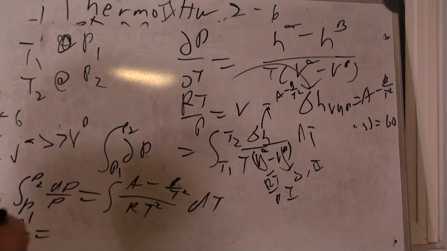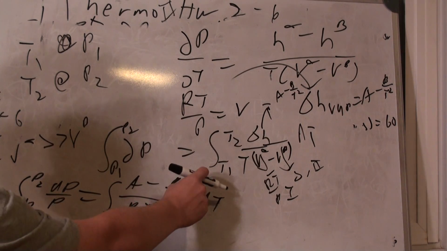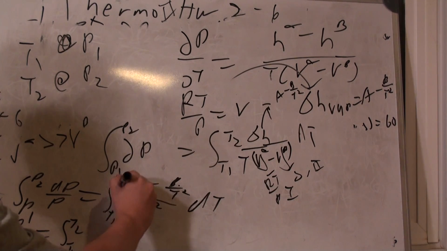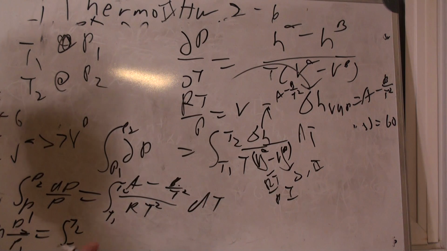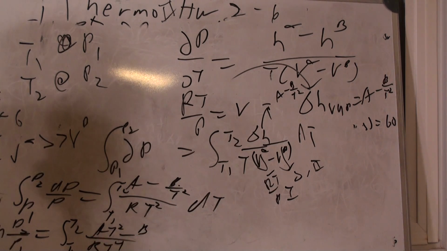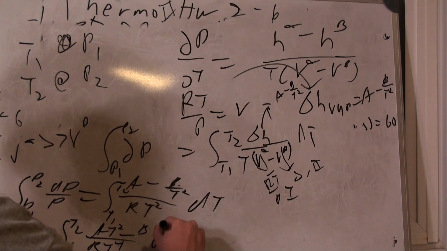Okay. But let's distribute this first. So let's multiply T squared over T squared. Okay. So this becomes from T1 to T2. So I have A T squared minus B all over RT to the 4th. Okay. dt.